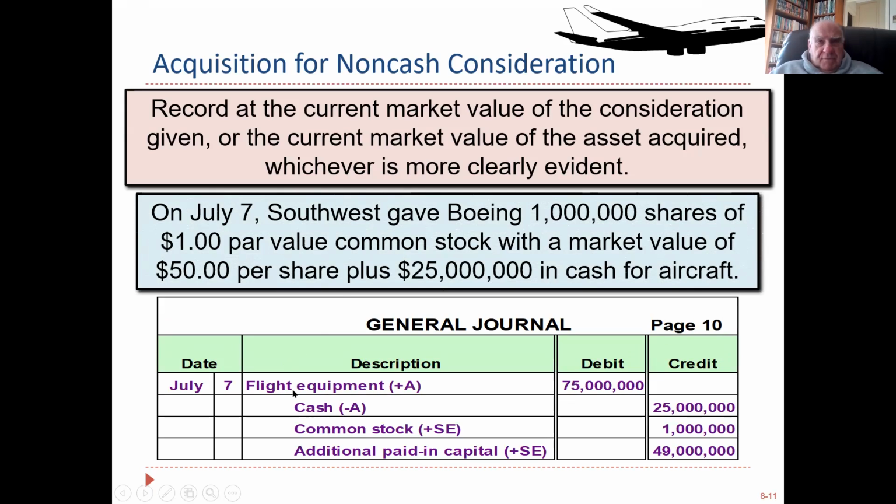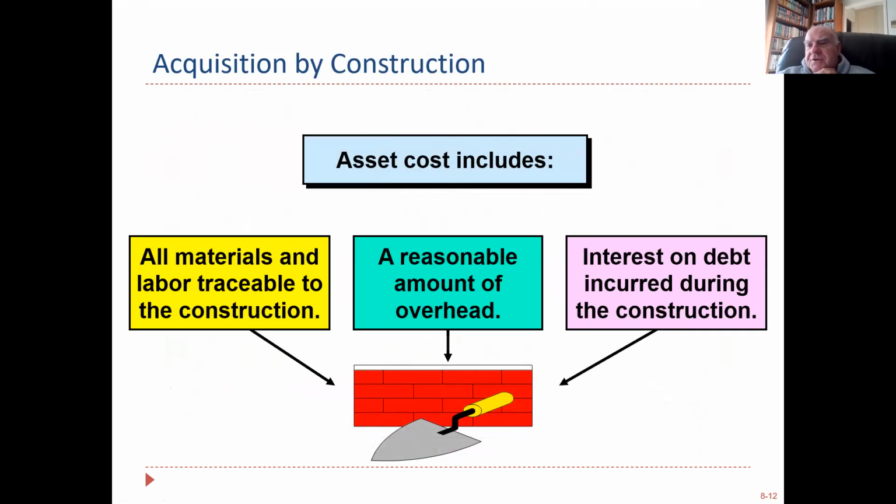So again, we're still going to debit flight equipment for $75 million, huh? And we're going to credit cash. In this case, they're saying that they gave them 25,000 cash, as well as 1 million shares of par value stock at a value of $50 per share. Now, we should know from our, well, we haven't gotten there yet. We're in chapter 8. Okay, but we did talk about this, I think. The common stock line on your balance sheet is always going to be the par value multiplied by the outstanding shares. So that's what we have here. 1 million common stock, the difference of 49 million is additional paid in capital. All right, so continuing along, we can also build it ourselves.